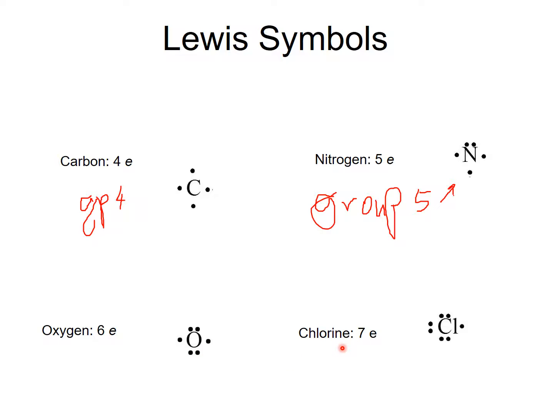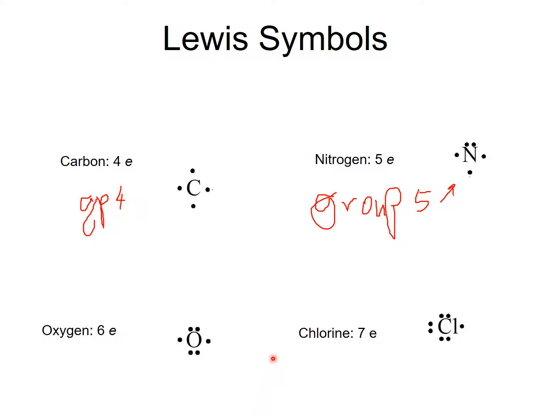Chlorine is in group 7. It has 7 valence electrons. So I'm going to put the 7 electrons on the 4 walls. First electron goes here, second electron goes here, third electron goes here, 4th electron goes here, our 5th electron goes here, 6th electron goes here, our 7th electron goes here, and our last wall only has 1 electron and doesn't have an octet quite yet.